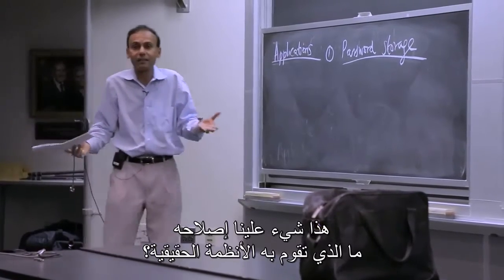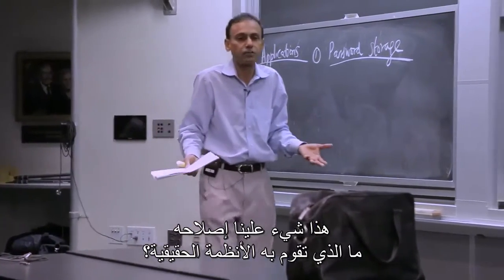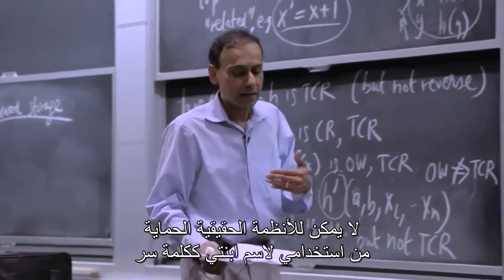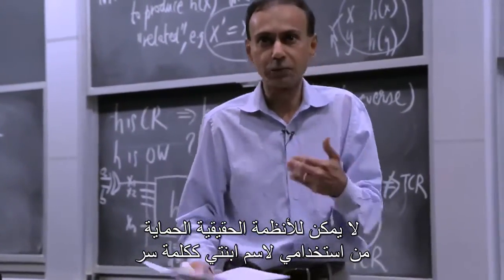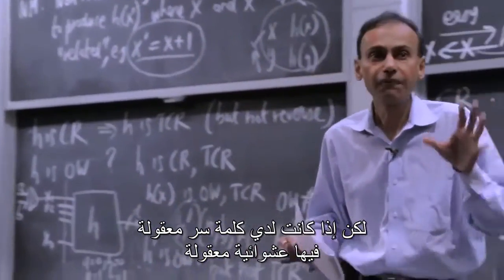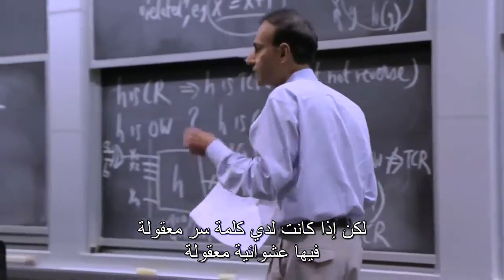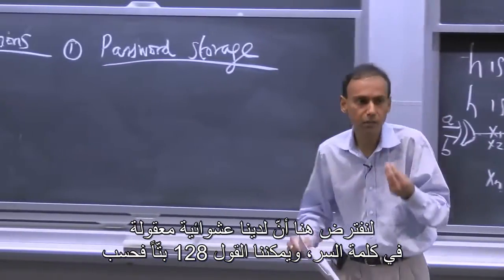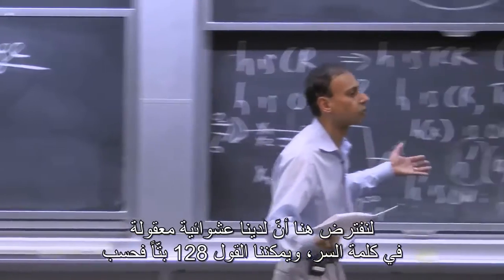So that's something that we'd like to fix, right? So what do real systems do? Real systems cannot protect against me using my first daughter's name as a password, right? So there's no way you can protect against that. But if I had a reasonable password, which had reasonable entropy in it, so let's assume here that we have reasonable entropy in the password, and you can just say 128 bits.